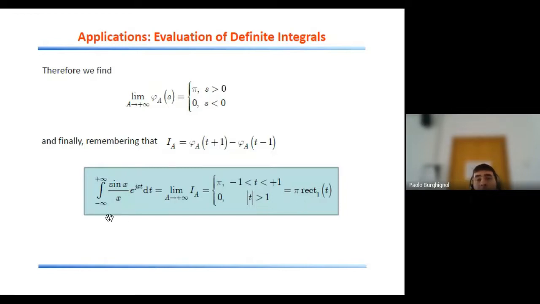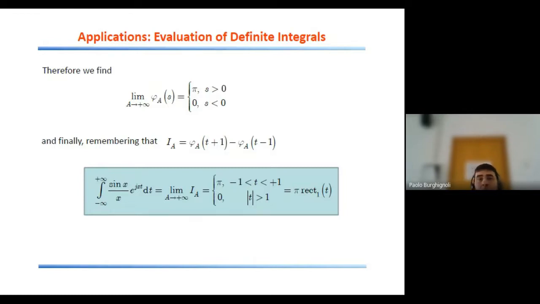Note that it would have been much more complicated, probably impossible to show that without using complex analysis. That's why many times going into the complex plane, even though it may seem to complicate things, actually it makes things simpler, because if you stick to the real axis, sometimes it's impossible to evaluate the integrals.